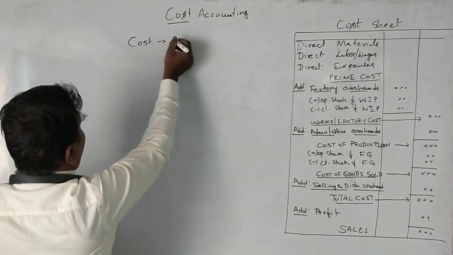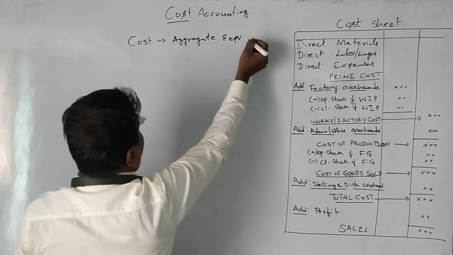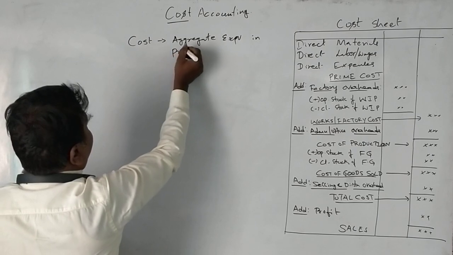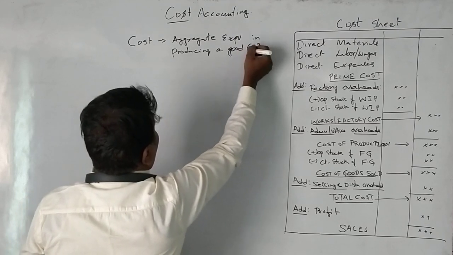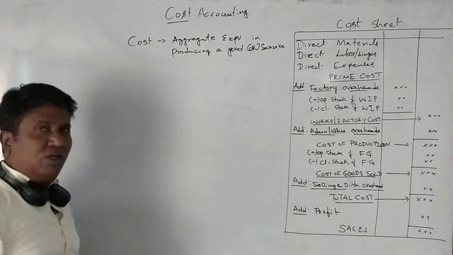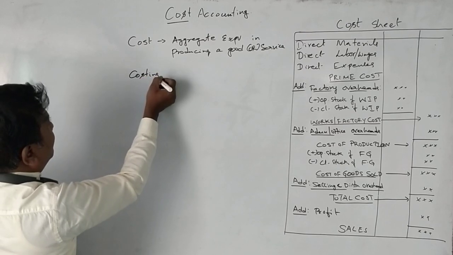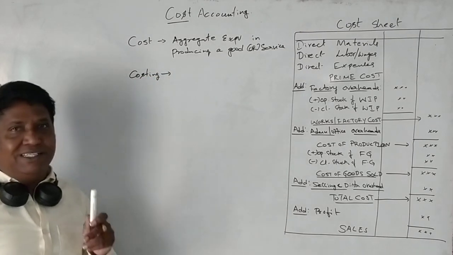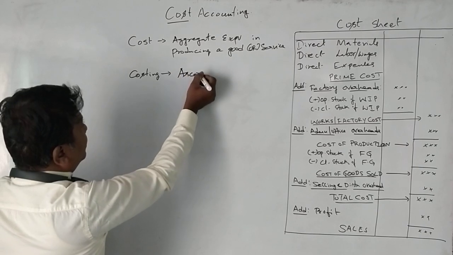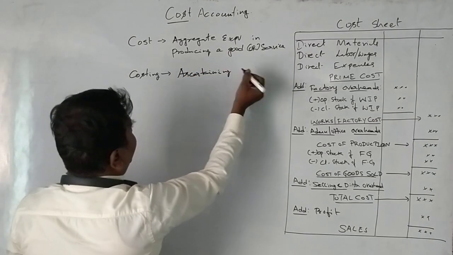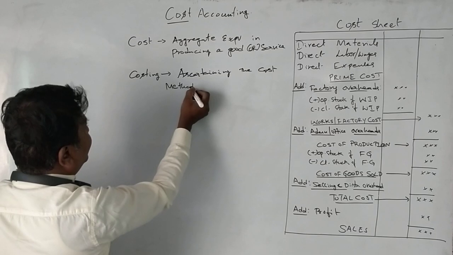See, cost is nothing but aggregate expenditure in producing a good or a service, a product or a service. Now, one more term is there, costing. What is the meaning of costing? See, costing is nothing but the process of ascertaining the cost. Costing is a method of ascertaining the cost.